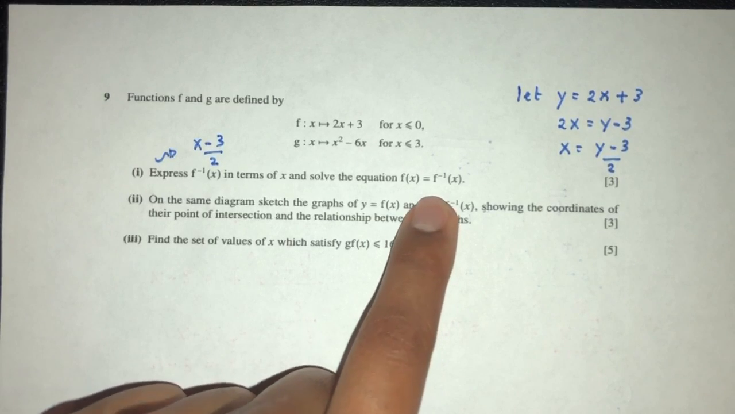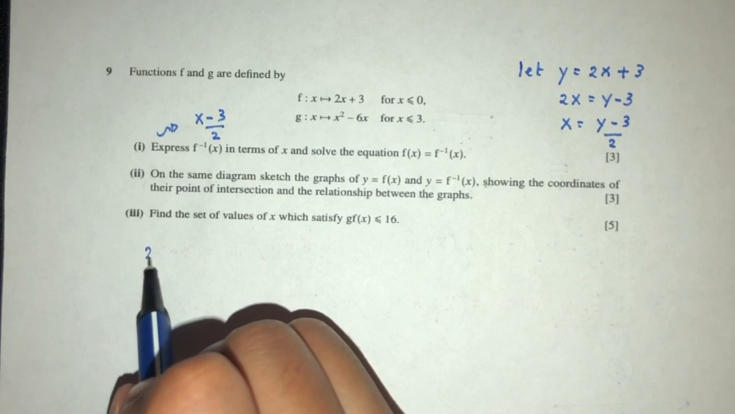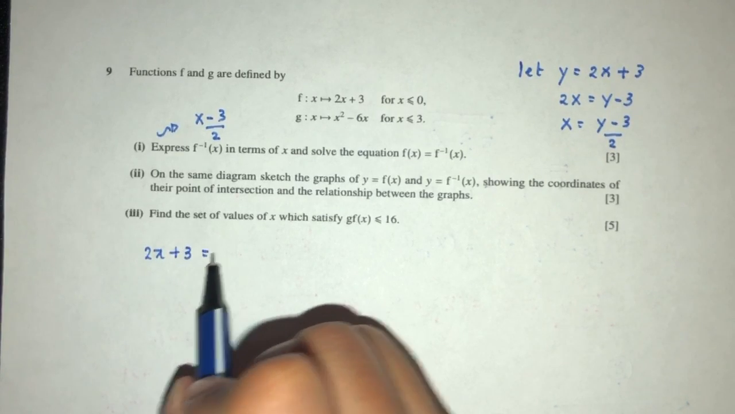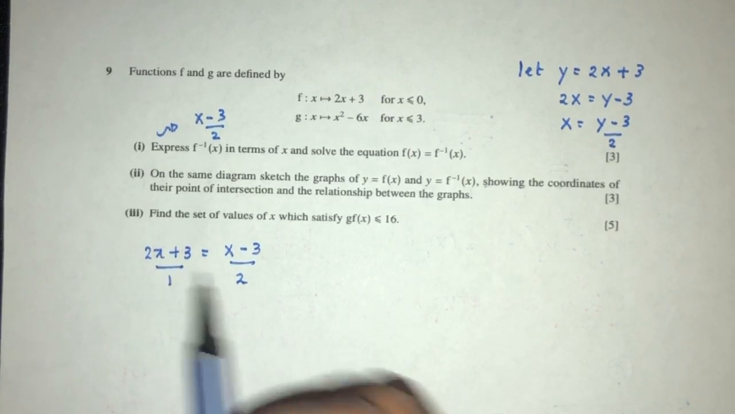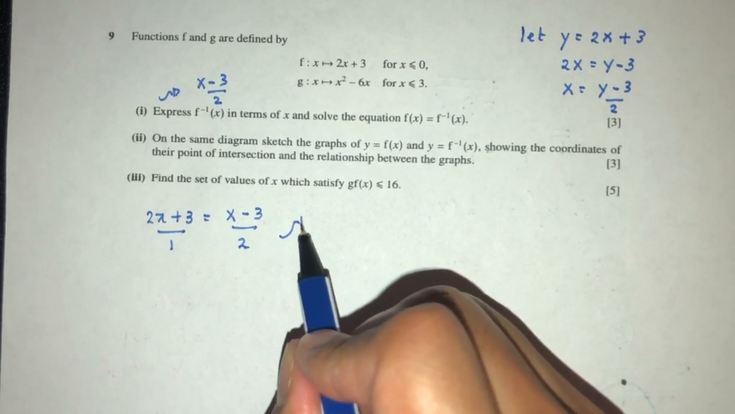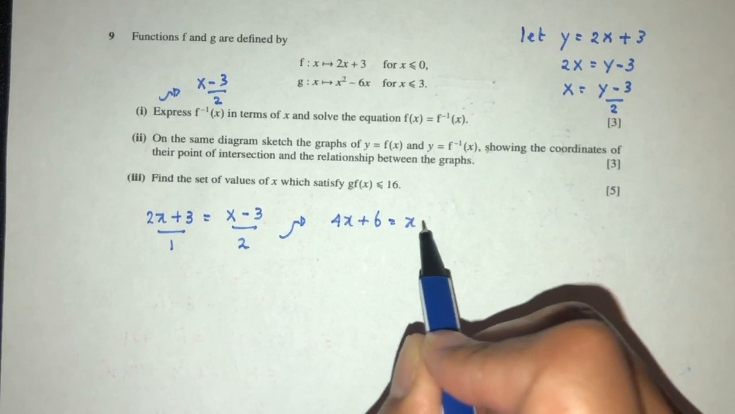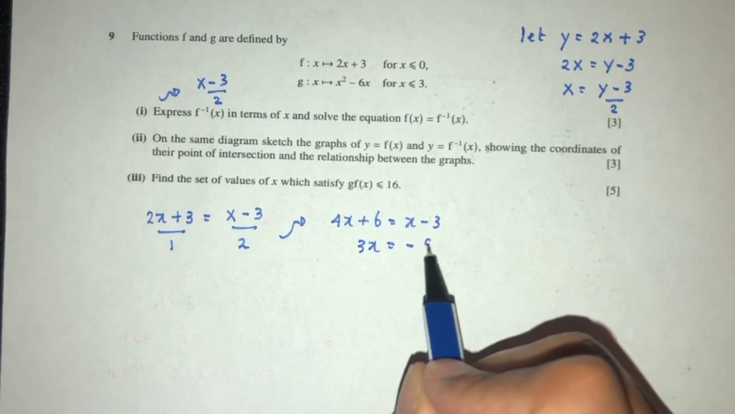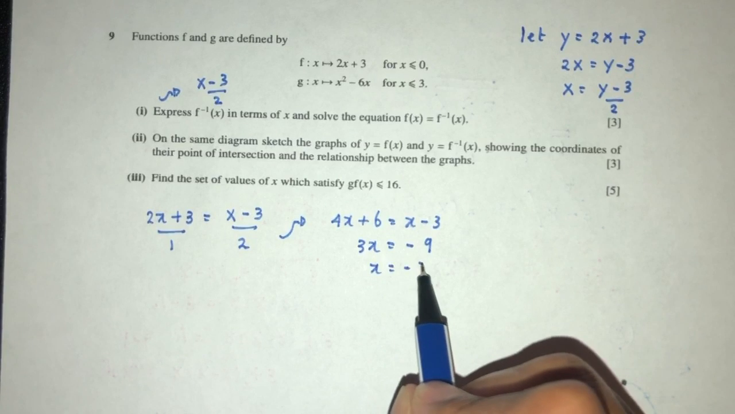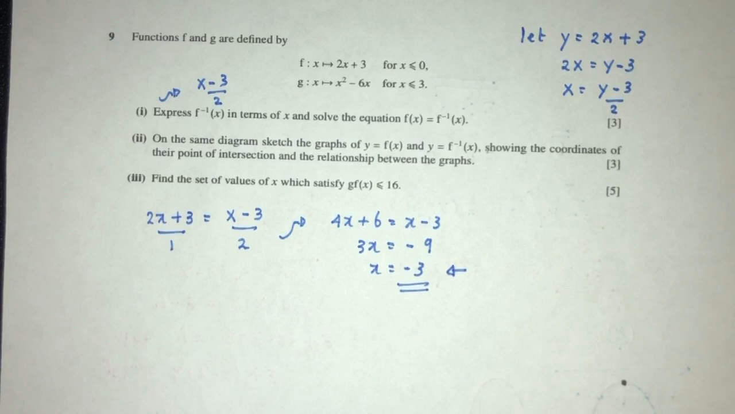Now we have to solve this equation. We have 2x plus 3 is equal to x minus 3 over 2. We can try to cross multiply. From here you will have 4x plus 6 is equal to x minus 3. That should be 3x, and that should be minus 9. So x will be minus 3. That will be one of the solutions.